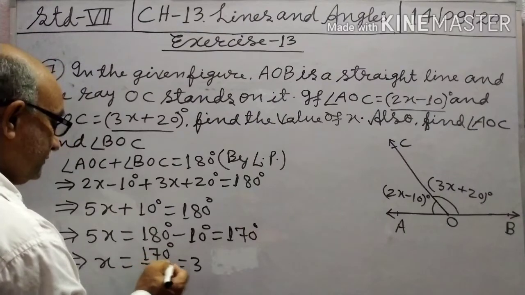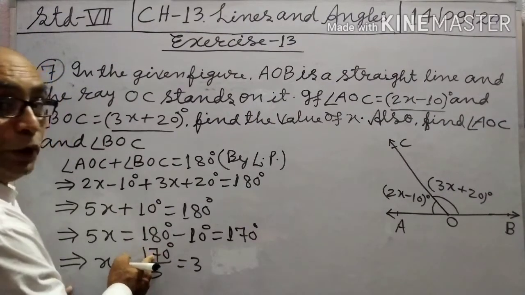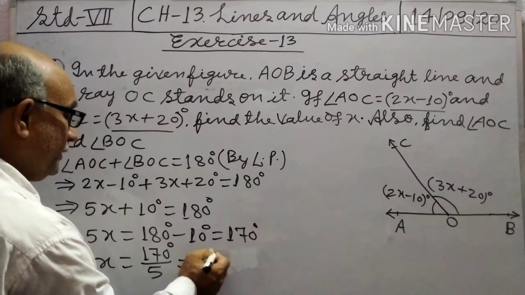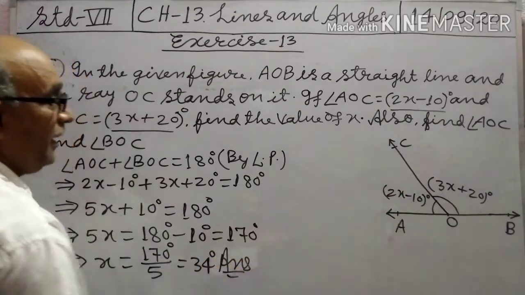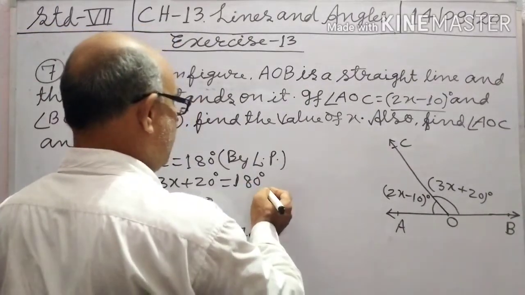5 3s are 15, 17 minus 15 is 2, 2 and 0 is 20, so 5x is 20, x is 34 degree. The value of x is 34 degree. Answer. Now find angle AOC.